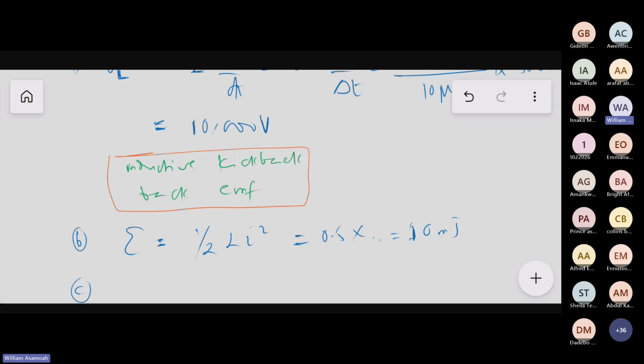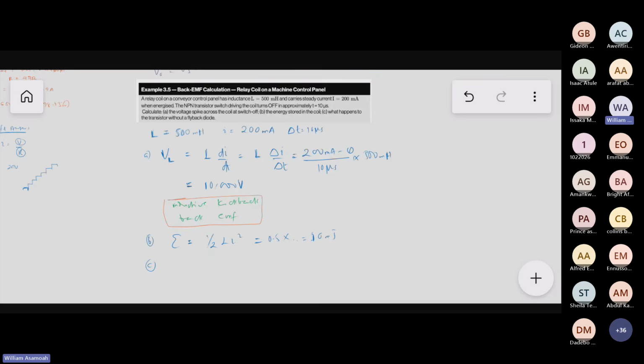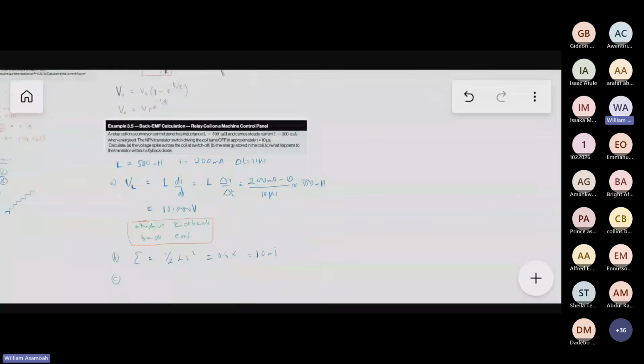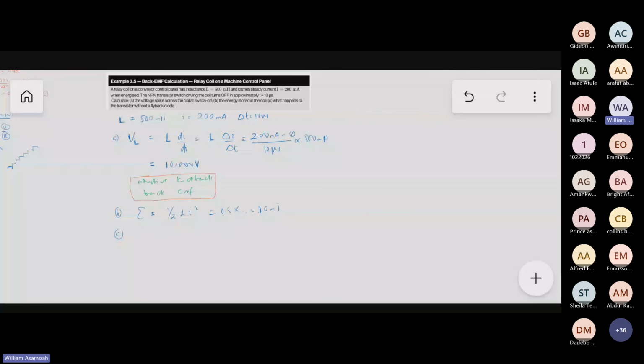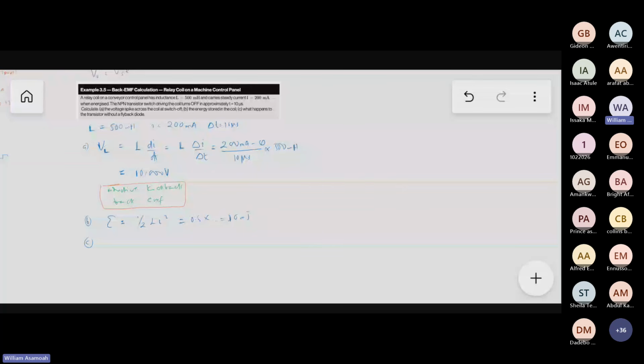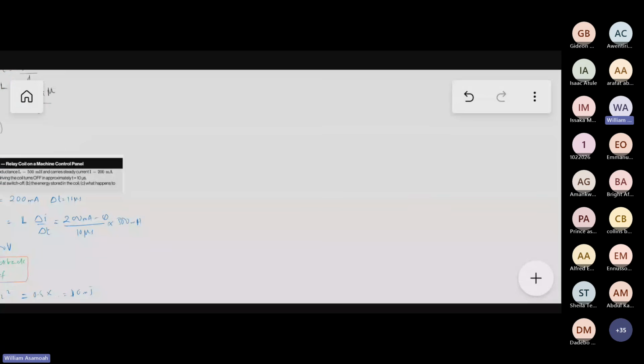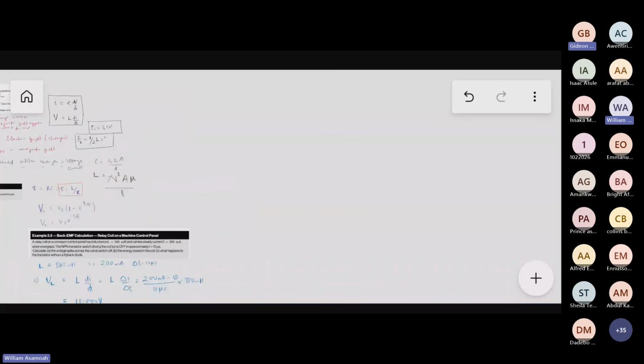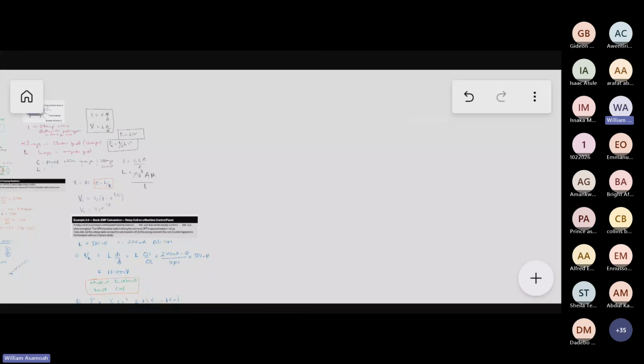Then C says, what happens to the transistor without a flyback diode? Now, he has introduced something, transistor and flyback diode. I hope you all know what a transistor is. You all know what a transistor is, right? Whether you know it or not, you know it.